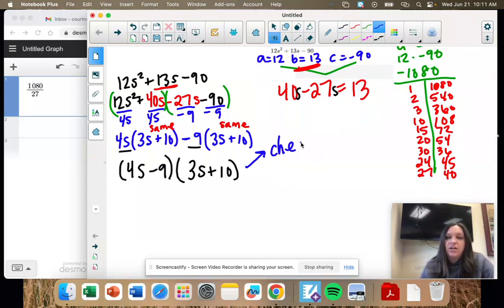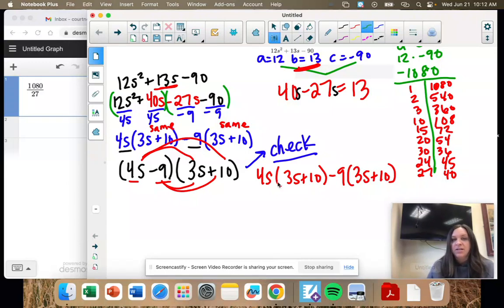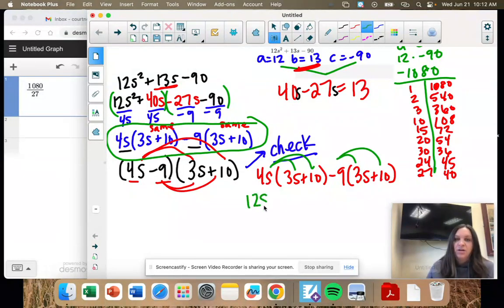And then I'm going to check our work here. So I take the first term from the first binomial multiplied by the second binomial, and then the second term multiplied by the second. So I'm doing this, I'm multiplying. I just wrote it out so I can see my steps. Then we multiply 4 times 3, 12, 4 times 10, 40, 9 times 3, 27, 9 times 10, 90.